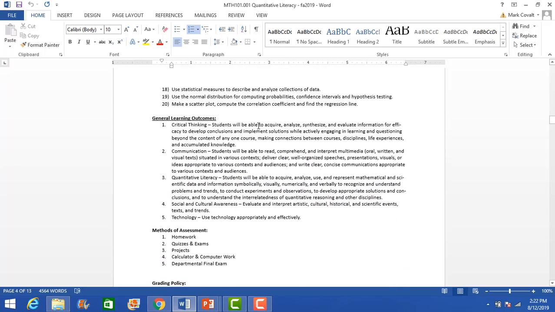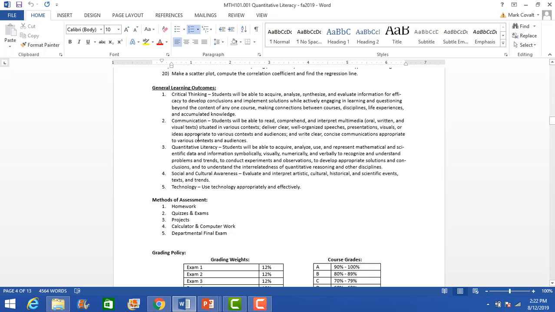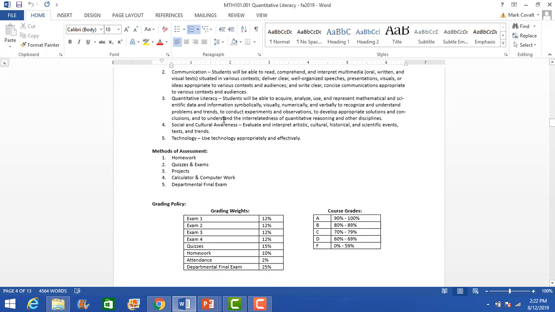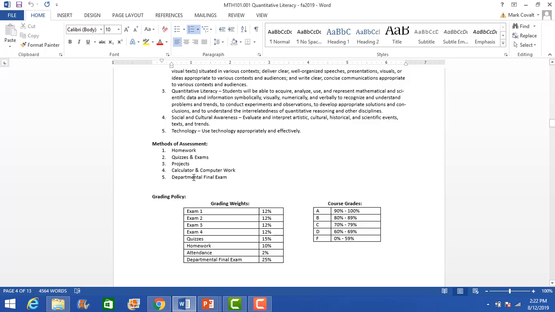Okay. Student outcomes. These are what I expect and what you should be able to do when you finish with this class. These are all the things that you will be tested on. Let's see here. General learning outcomes for the college. So these are the things that we hope and expect that you would be able to do.